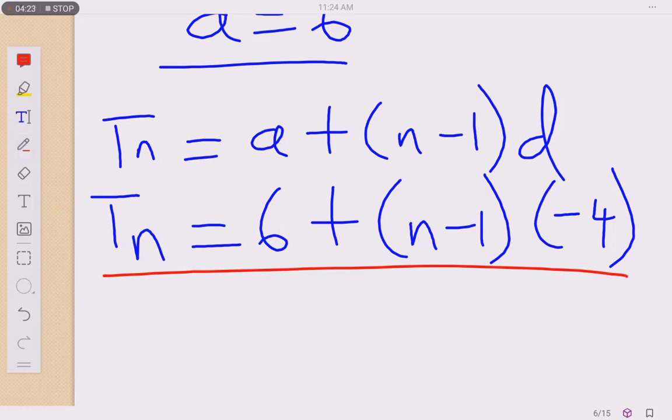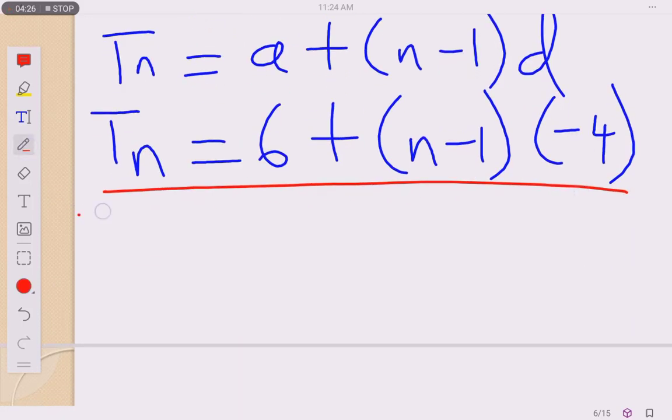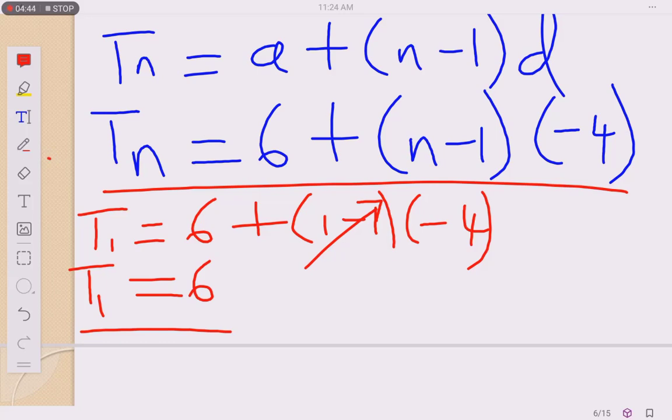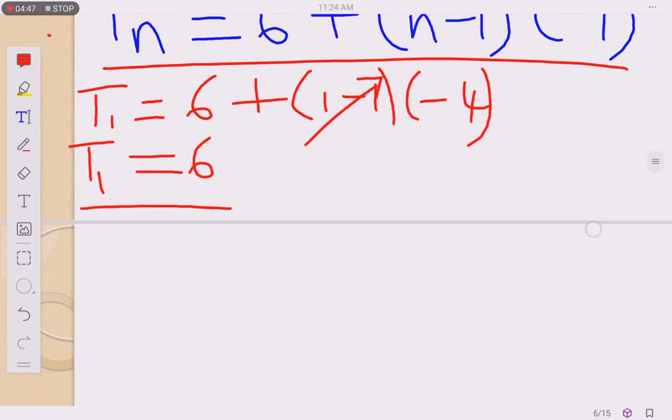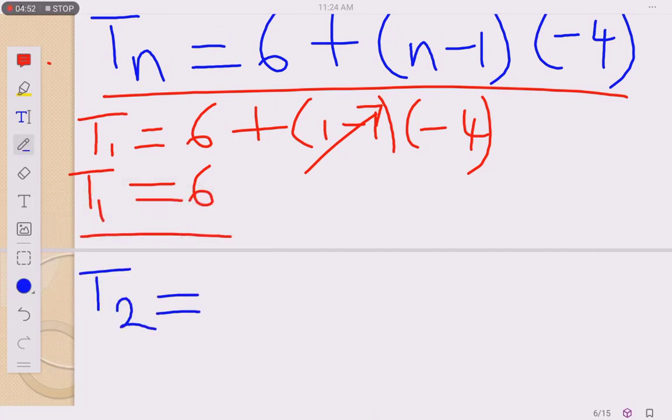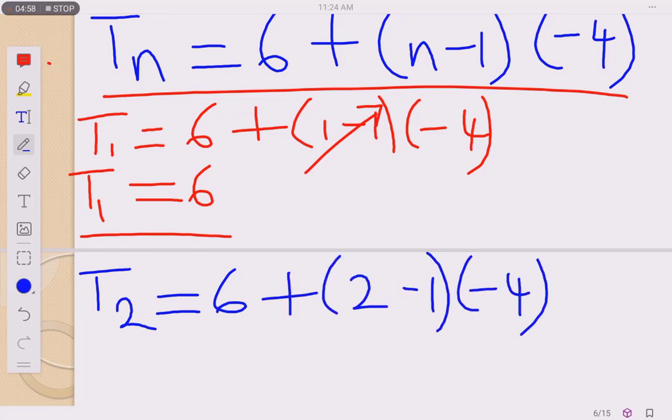For us to get T1, we say T1 is equal to 6 plus (1 minus 1) times minus 4. This is 0, so we get our T1 as 6. If we want to find T2, we do the same. T2 is now equal to 6 plus (2 minus 1) times minus 4. This becomes 6 plus minus 4.